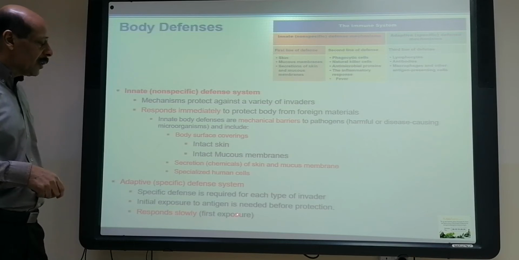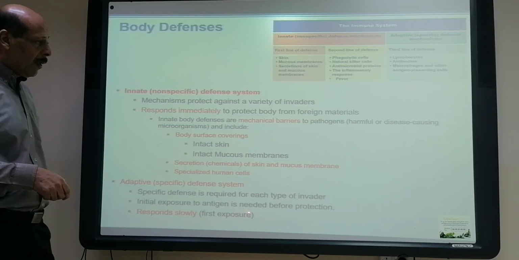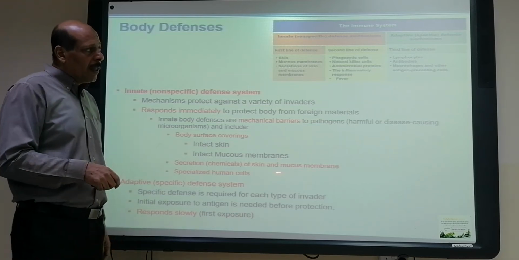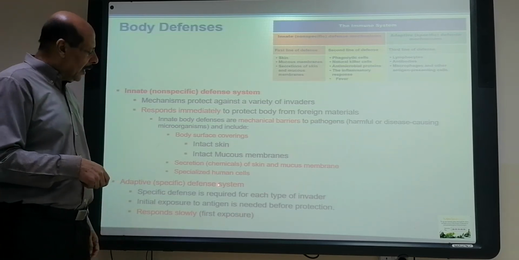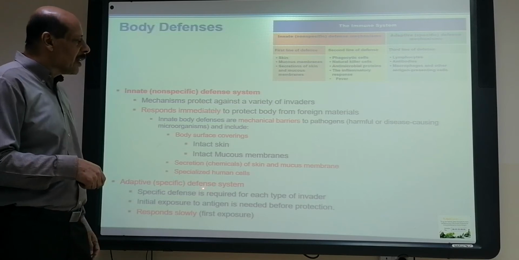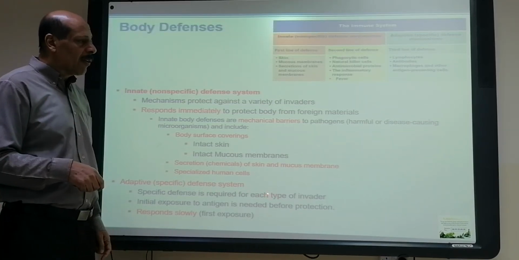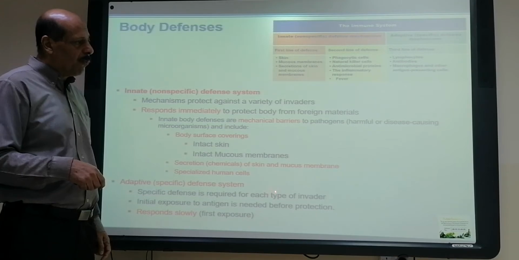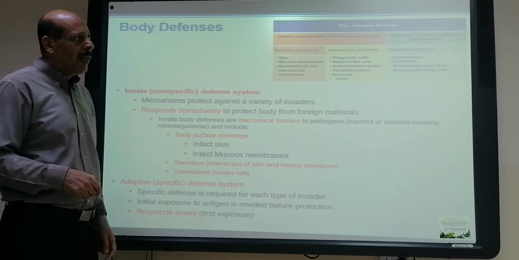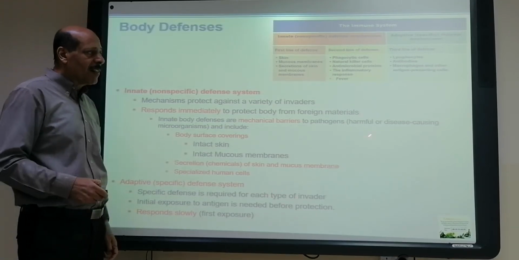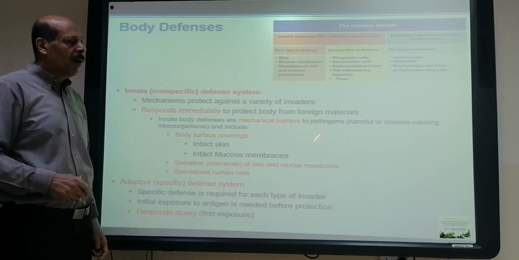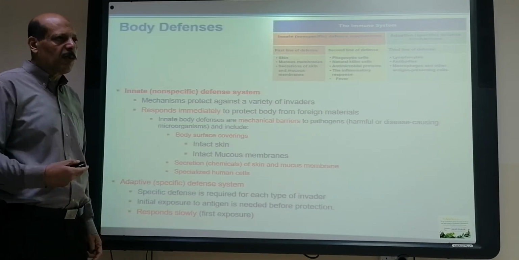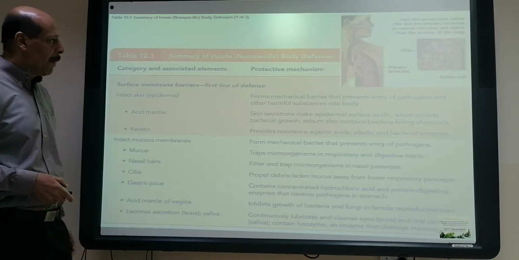So it responds slowly in the first exposure, but in the second exposure, the specific defense mechanism will recognize the microorganism or the antigen immediately, and the response will be faster, and the peak amount of antibodies produced will be high.